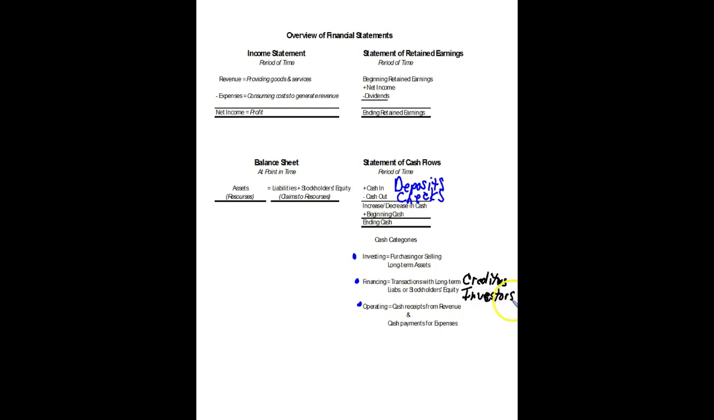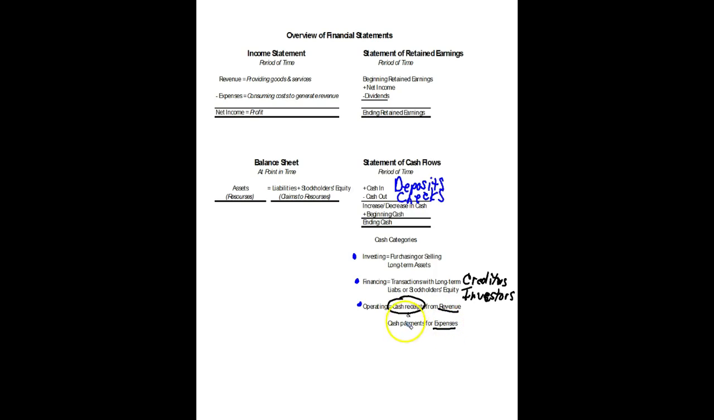Just to be an E there, our investors. And lastly, operating activity comes from cash coming in from revenue and cash being spent for expenses. And we've talked about in class how revenue is not cash. Revenue is when I provide the goods and services, but it will result in cash being collected. Likewise, expenses, by definition, are when I consume a cost.